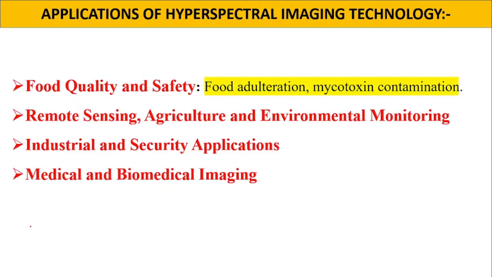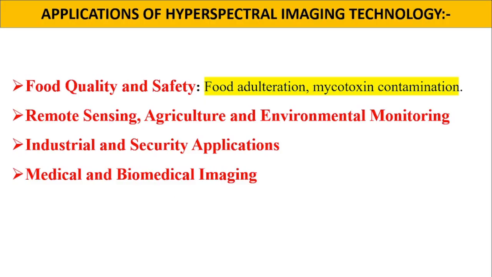The most fascinating part of this hyperspectral technology is that it is now widely used in different industries, in different labs for detecting food adulteration. Like for example, you have spices, and in the spices, suppose sand is mixed. You can definitely distinguish between the spice and sand using this hyperspectral imaging.